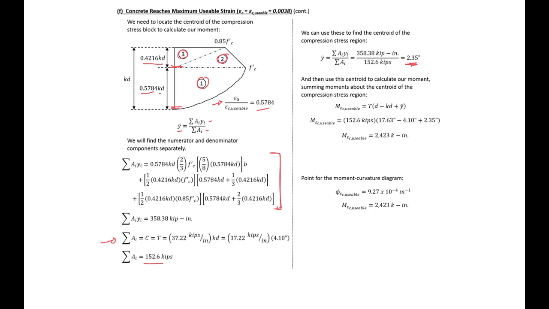We can then sum our moments about the centroid of this compression stress region. So we have our tension force times our lever arm, and we can use that to find our moment. We then have our next point, our moment and our curvature when our top fiber in our concrete is equal to the maximum usable strain that we defined earlier.